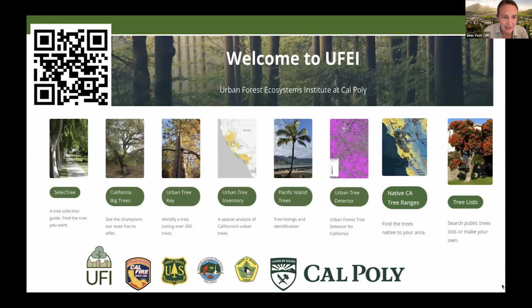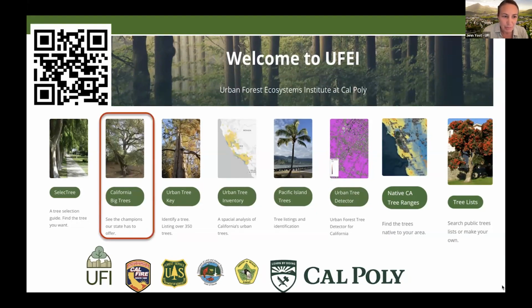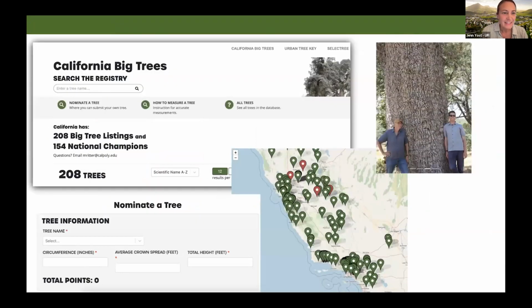Go ahead and next slide. I'll just highlight a couple. The California Big Tree Registry, next slide, is on this site. And this is where every individual that is the largest of its species is held in this database. And you can nominate trees from here. And there is a map of where all the champion trees are in California. Next slide.